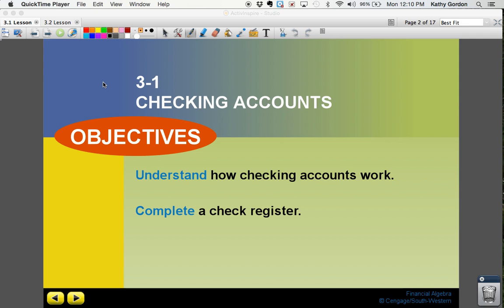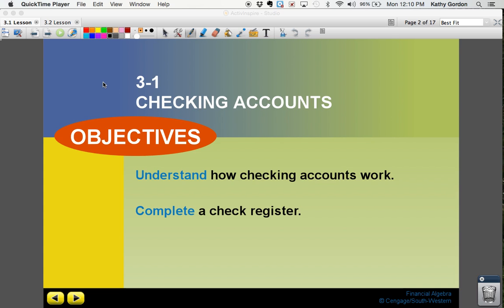check. And then that'll move us into 3.2, which we'll go through setting up what's called a check register, and then how do we make that match up with what the bank sends us as a bank statement, which is called reconciling your bank account. So that's kind of what we're going to be talking about today.